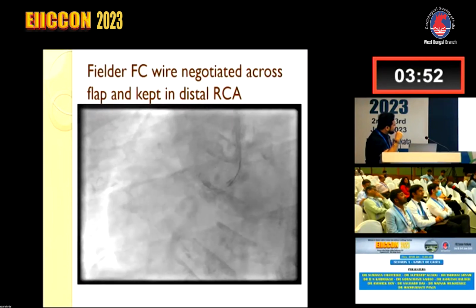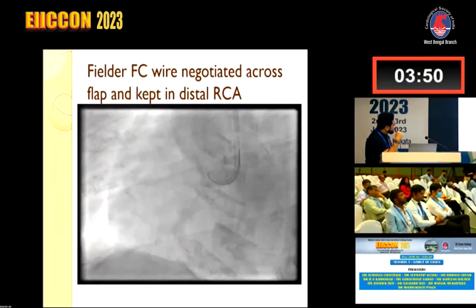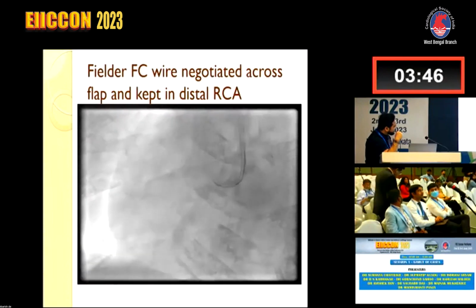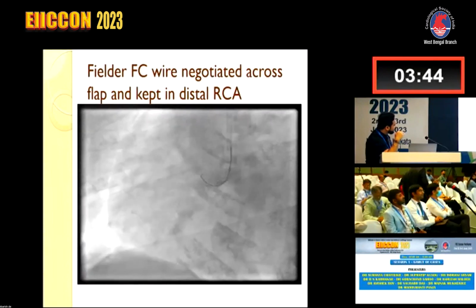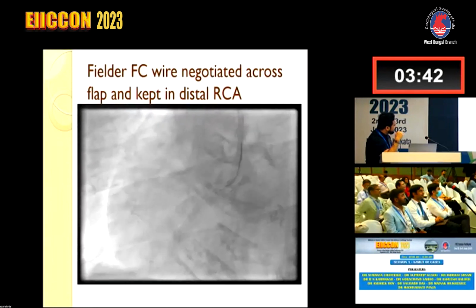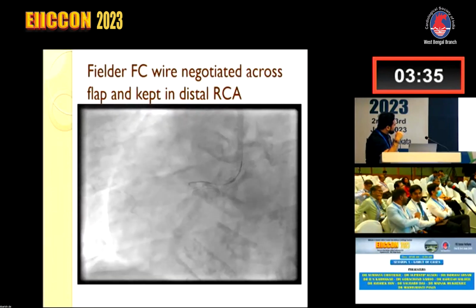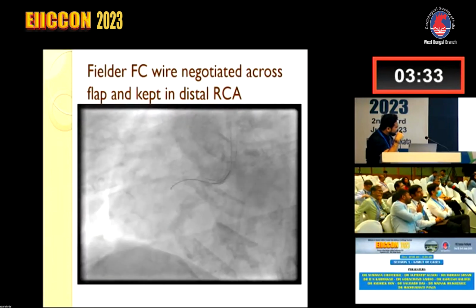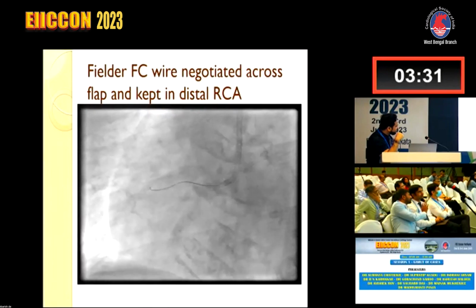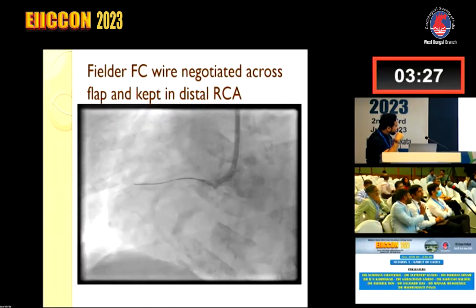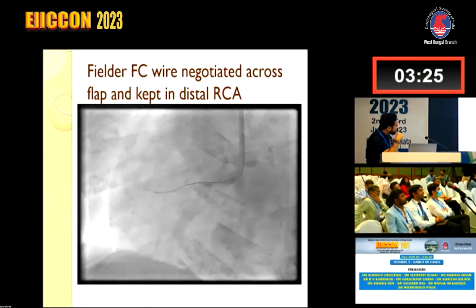Somehow we came down the flap and tried to enter the true lumen. So this is how we did. You can see it's coming up, coming down, and we try to negotiate it across the flap. So what we did, we went across the right marginal or RV branch. When it was going into the side branch, we knew that we were in the true lumen.